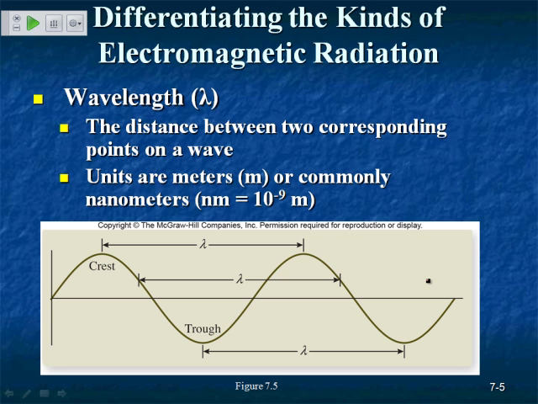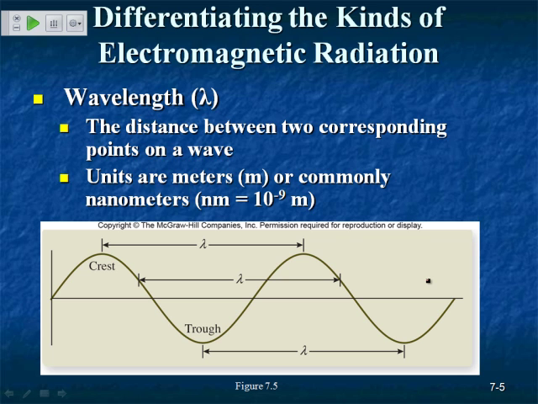Wavelength is represented by the Greek lowercase letter lambda. So this is known as lambda, like an upside down Y. And the wavelength is defined as the distance between two corresponding points on a wave. So if you look at a wave, these are oscillating waves. Usually the top curve of the wave is called the crest of the wave, and the bottom curve, this point, is called the trough of the wave.